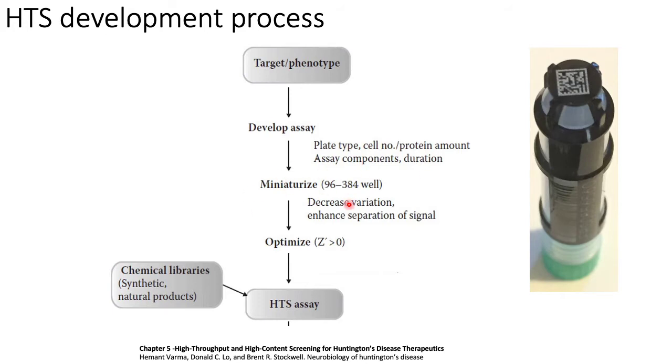If we're thinking about miniaturizing, so we can go from the 96 well plate to the 384, this may decrease the variation, and we can enhance the separation of signal. And we need to optimize that Z prime, okay? But if we think about the chemical library, so these are the synthetic and natural products. Now these feed into our high throughput screening. This is why we're doing the high throughput screening, is we need to have the chemical libraries.